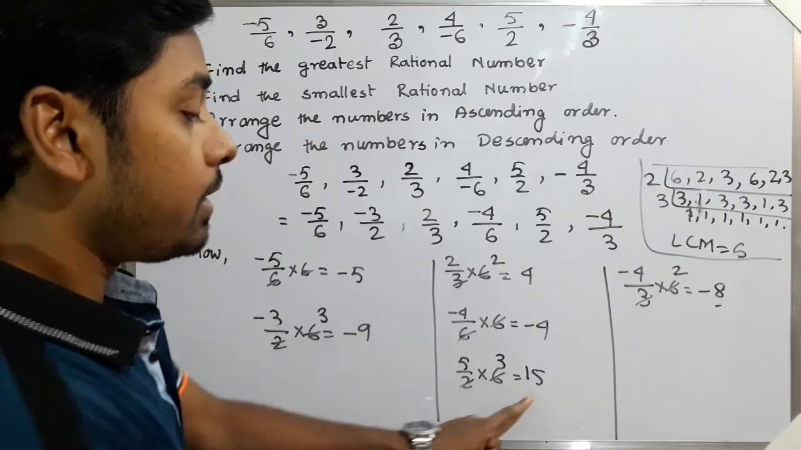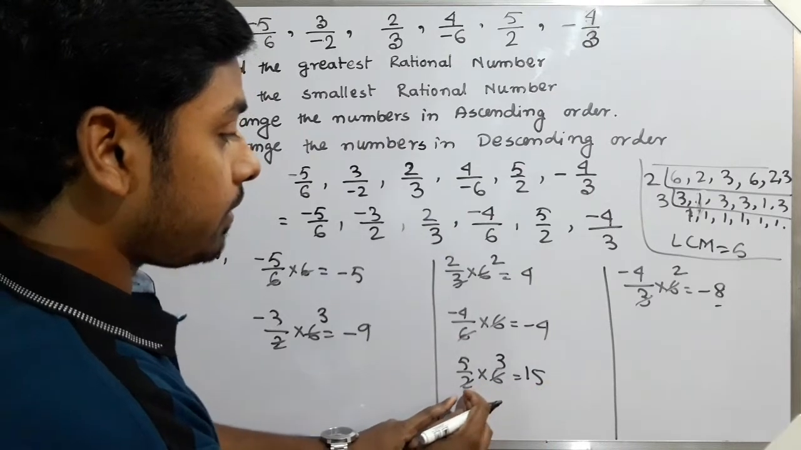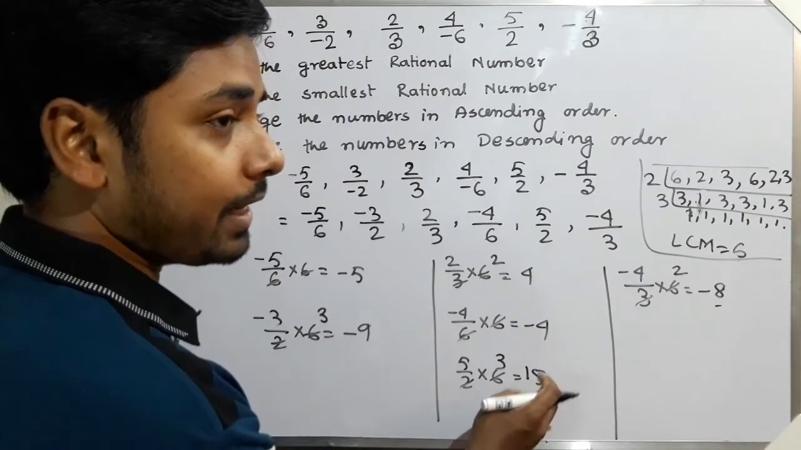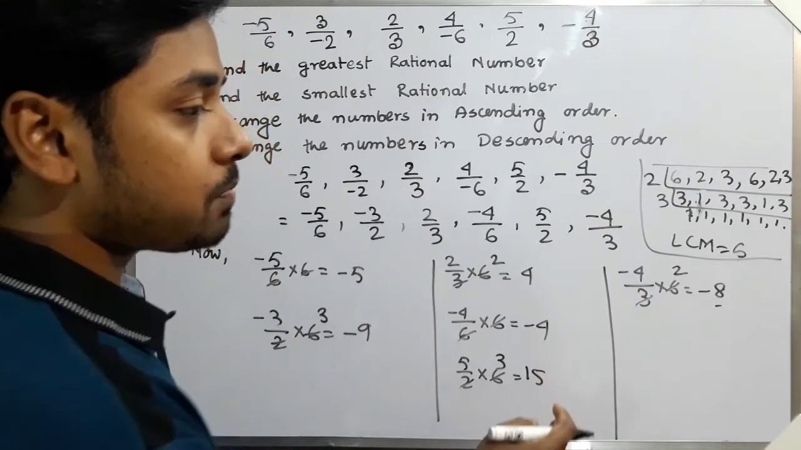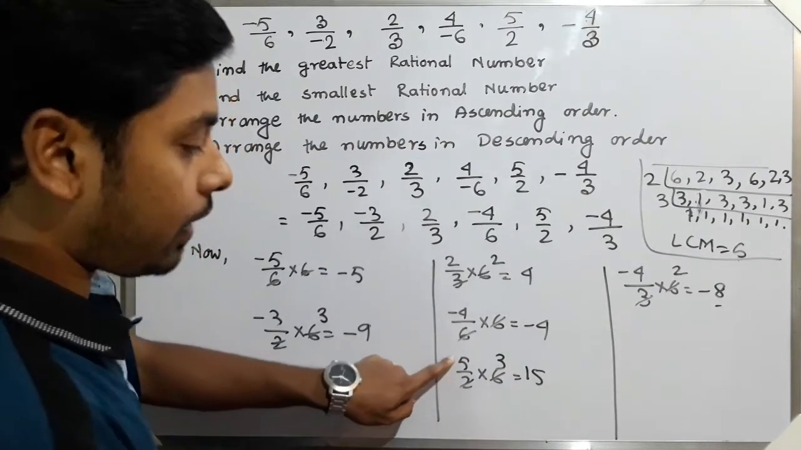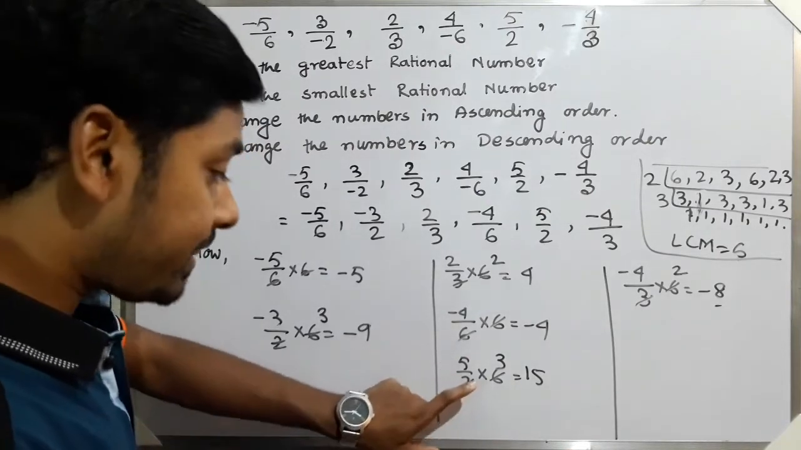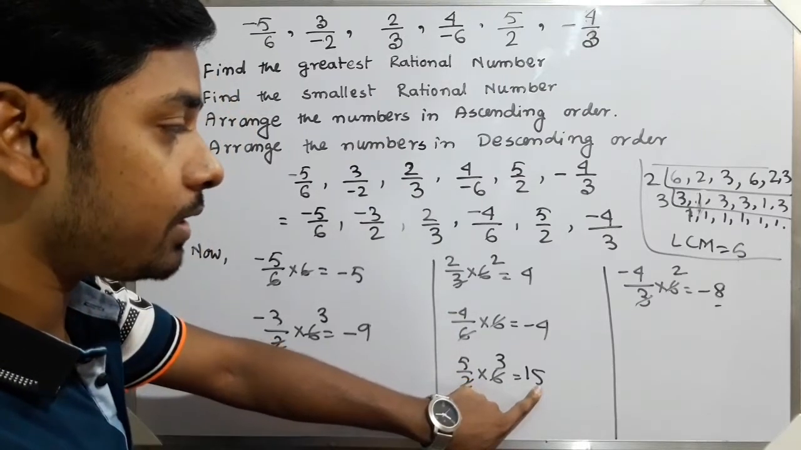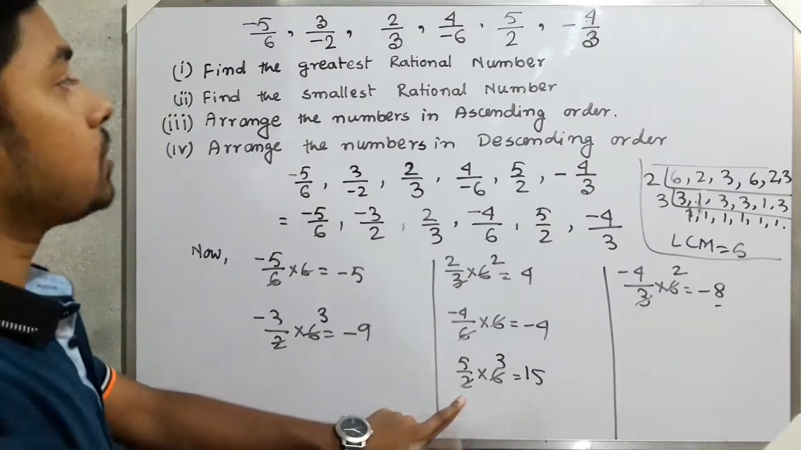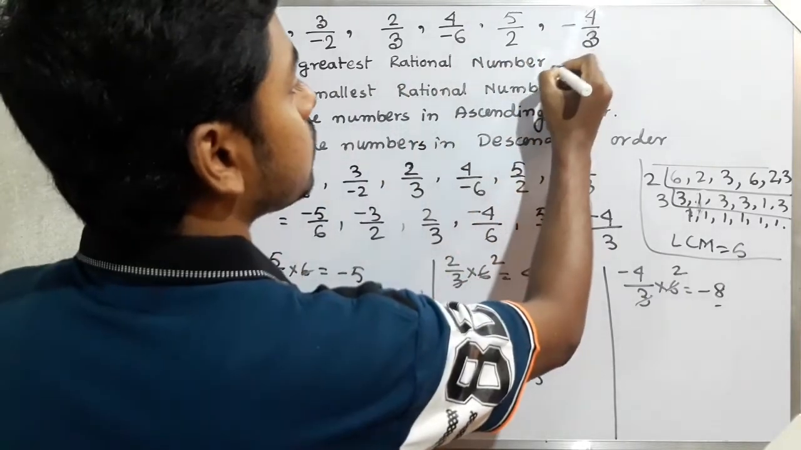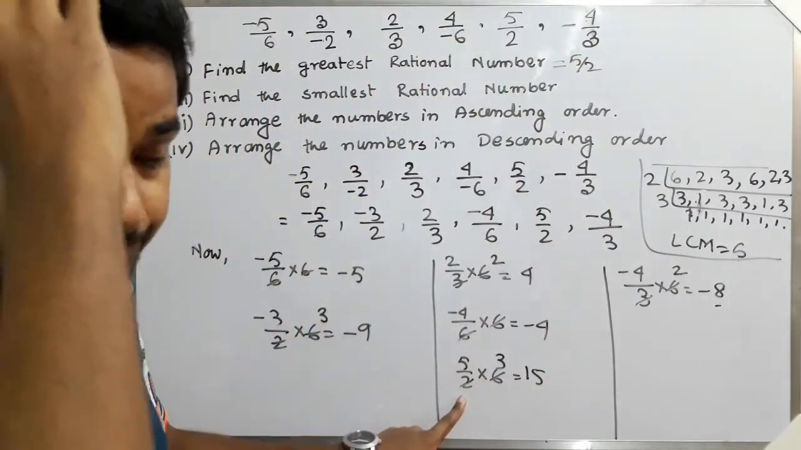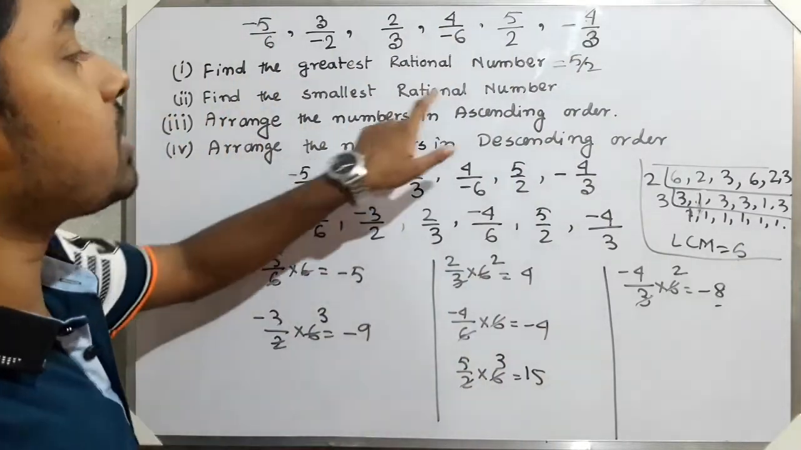This means we need the corresponding rational number of 15. That means, 15 has come from which rational number? 15 has come from 5 by 2. So 15 is the greatest number, and 5 by 2 is the greatest rational number. Clear? Now find the smallest rational number.